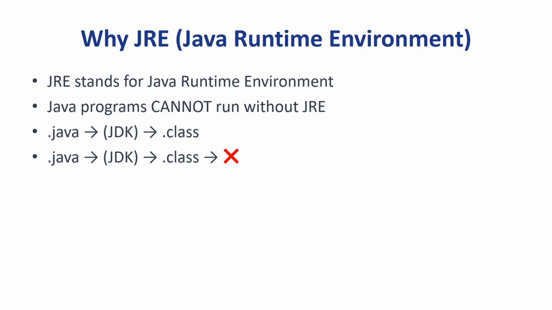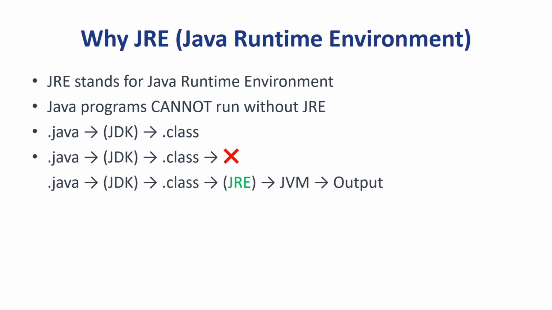It provides the setup needed to actually run the program. Here the .java file is converted into a .class file, which is the bytecode, and this bytecode, with the help of JRE, is run in the JVM, and finally we get the output. So without JRE, when you try to run a Java program, the system doesn't know how to execute the bytecode and the program simply will not start. So remember, no JRE means no execution and no output.